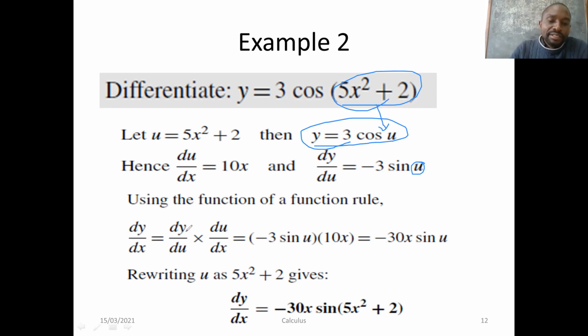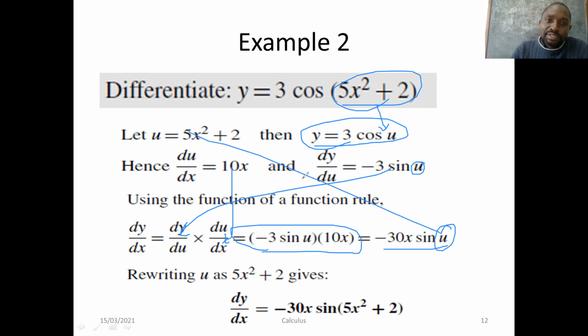and then multiplying and applying in the formula, you have dy over dx being equal to dy over du, which is that part, multiplied by du over dx, which is that part, and then multiplying these gives that kind of a product, and the final one being equal to minus 30x sine u. And then you can substitute the value for u, since you said your u is 5x squared plus 2, and then this is what you have here, and your final answer will become minus 30x sine(5x squared plus 2).